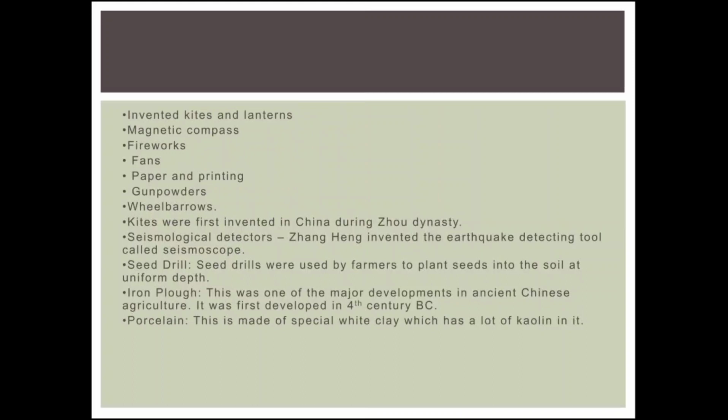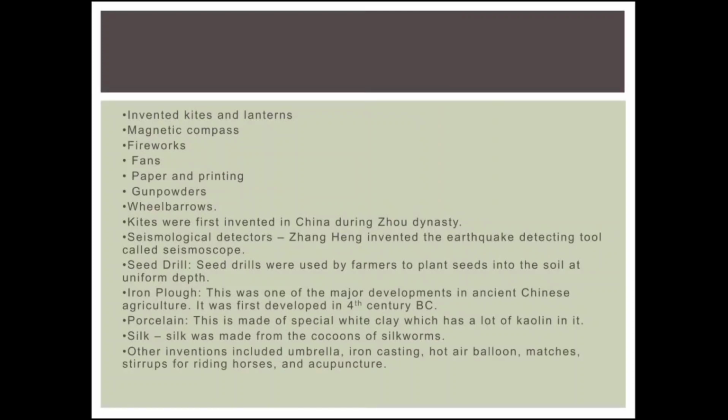Porcelain. This is made of special white clay which has a lot of kaolin in it. Next is silk. Silk was made from the cocoons of silkworms. Other inventions included the umbrella, iron casting, hot air balloon, matches, and stirrups for riding horses.